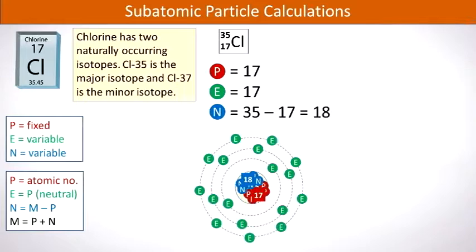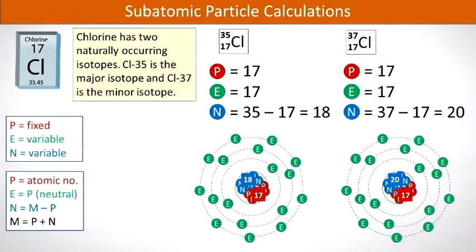For chlorine 37, which has a mass number of 37, we note the number of protons do not change, the number of electrons do not change. However, since we have a higher mass number, the number of neutrons increases by 2 to 20, and the diagram shows 20 neutrons and 17 protons in the nucleus surrounded by 17 electrons.